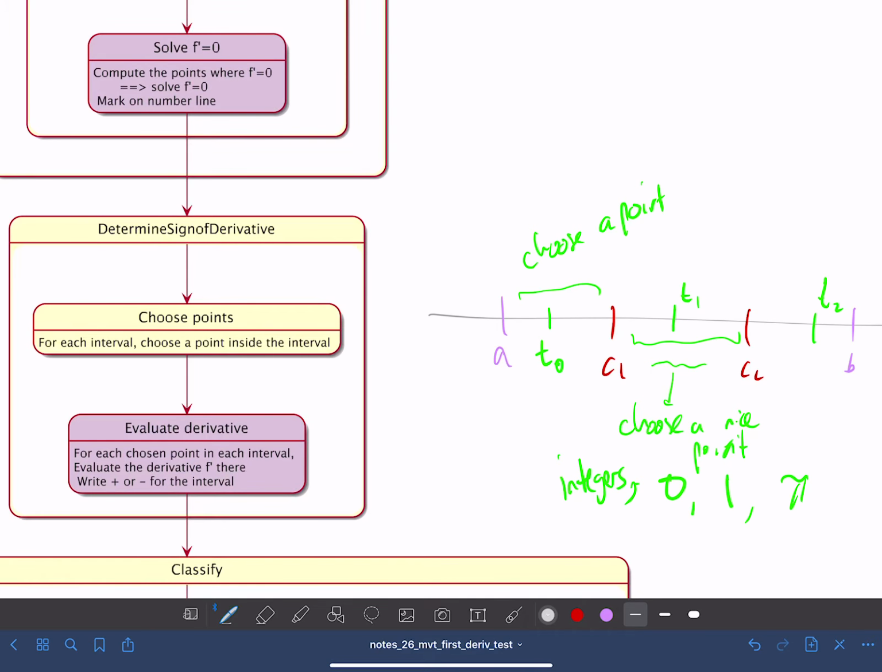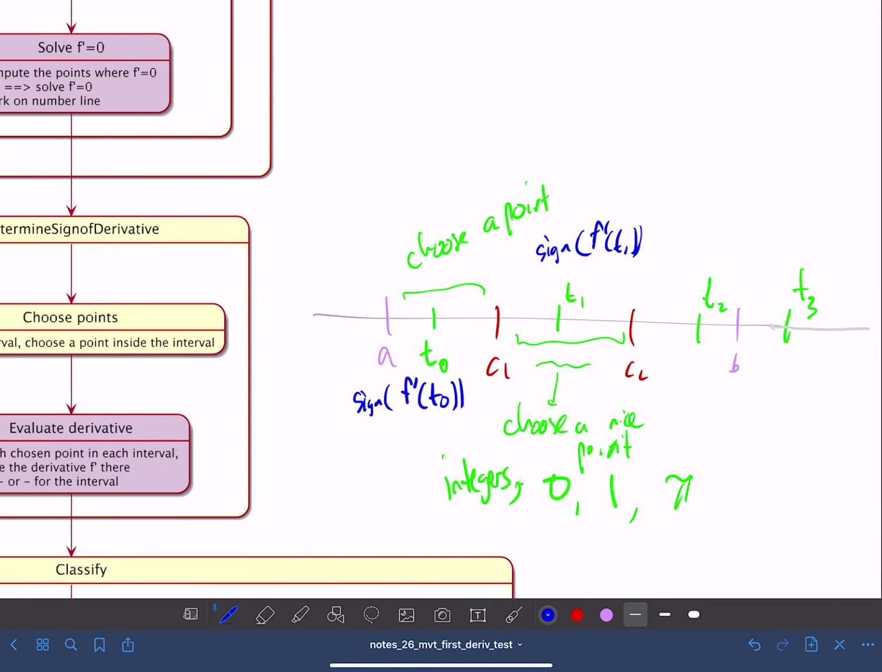And for each point in the interval here, I'm going to compute f prime of t0. And the only thing I care about is the sign of it, right? I need to know the sign of f prime at my test point. Oh, that's supposed to be an f. So for every single one, you're going to label, is it positive or negative? You're going to indicate which one of those things it is.